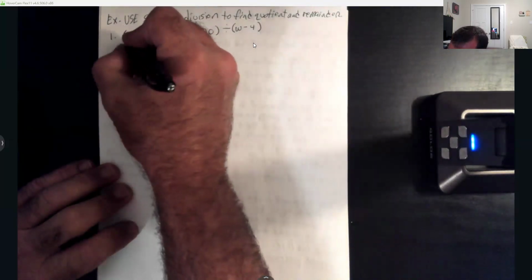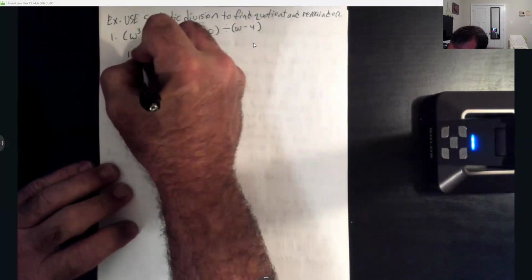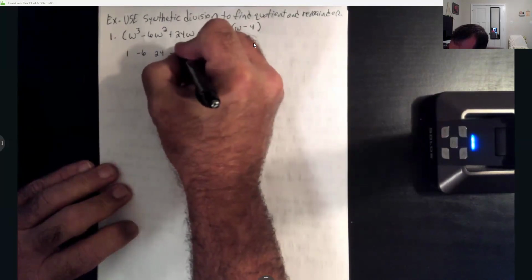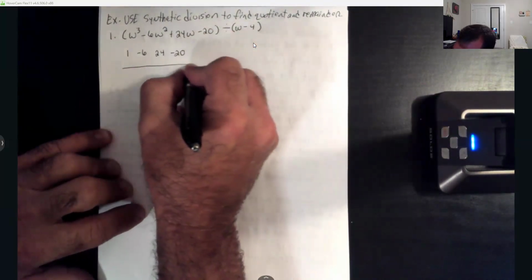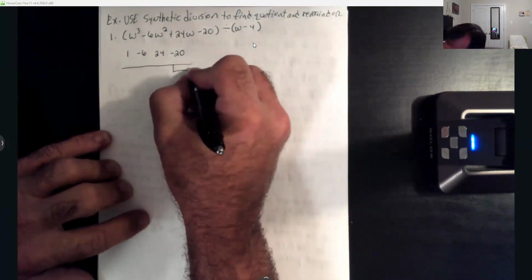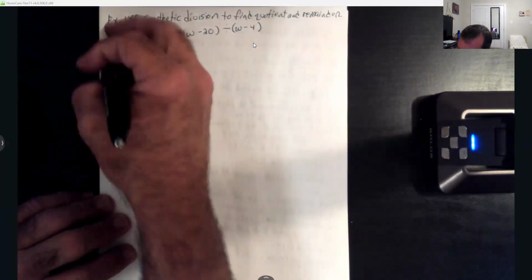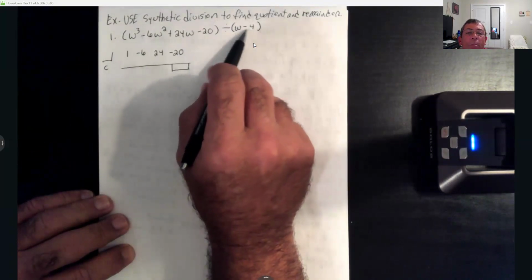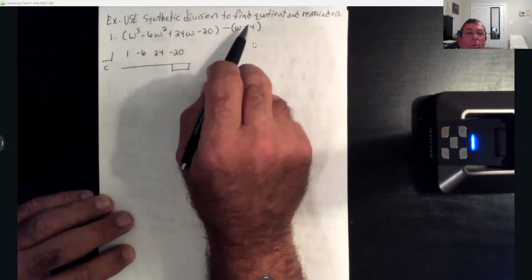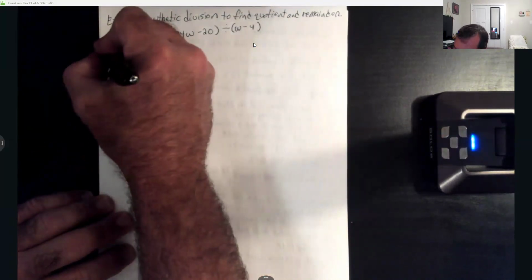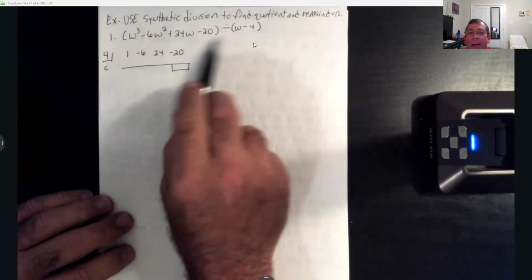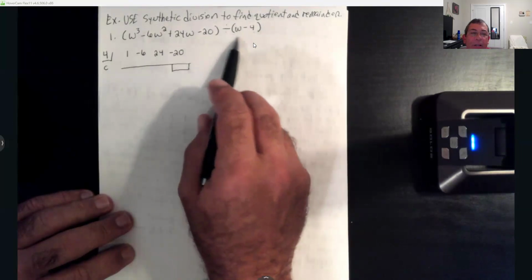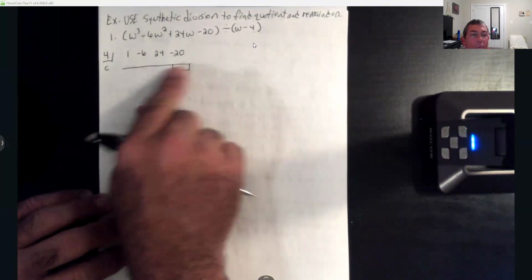So let's write down our coefficients. We got a 1, negative 6, 24, and a negative 20. All right, leave a little space and draw your line, and then a box under the last number. Over here will be what we call our C. Remember, this is in factored form, w minus 4. So C will be the opposite of the negative 4. That'll be a positive 4. And y'all, really the only time you have to change the sign of the number is when it's in factors, okay? All right, we got what we need written out.